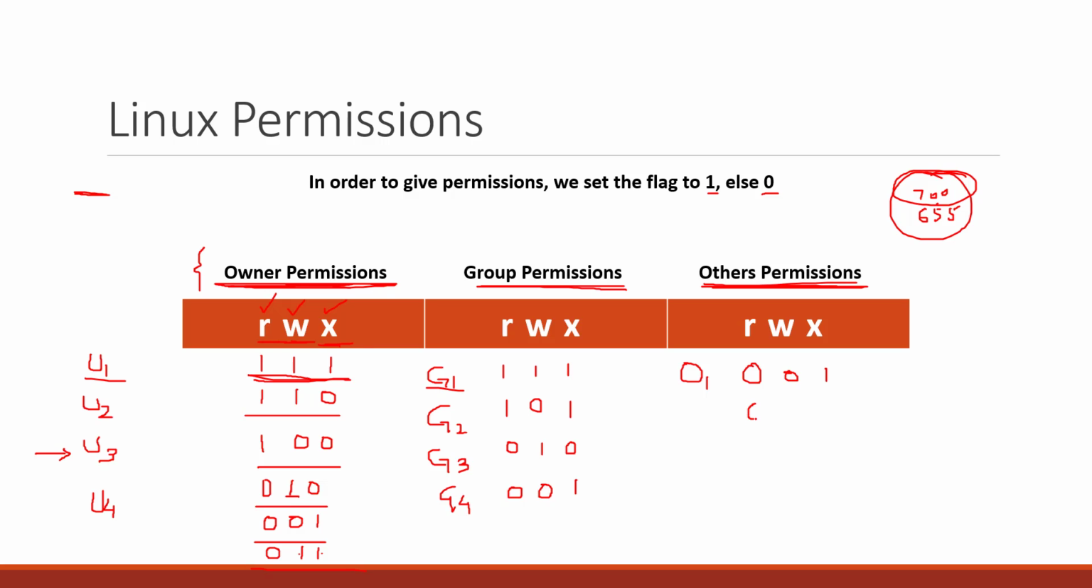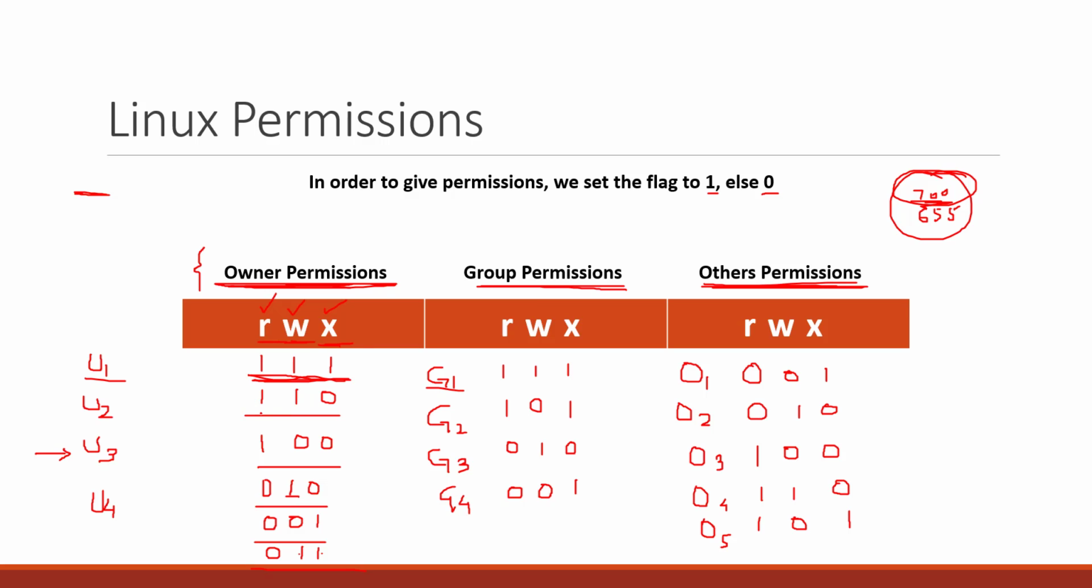Or I want to give them only the write permissions, or only the read permissions. Or I want to give them read and write permissions, no execute permissions, or read and execute permissions, no write permissions. So this is how we can set permissions. I will show you the commands for how you can set permissions, but this is the general idea behind permissions. Now let's talk about these numbers, how these numbers come into being.